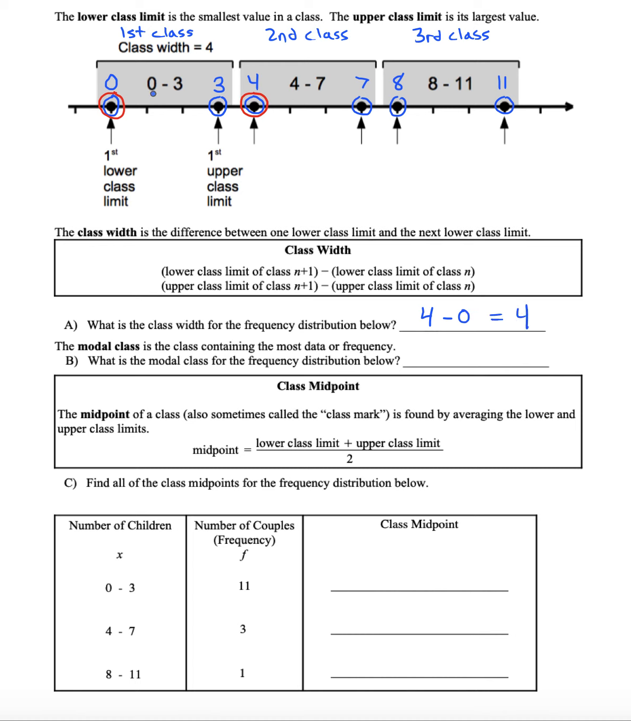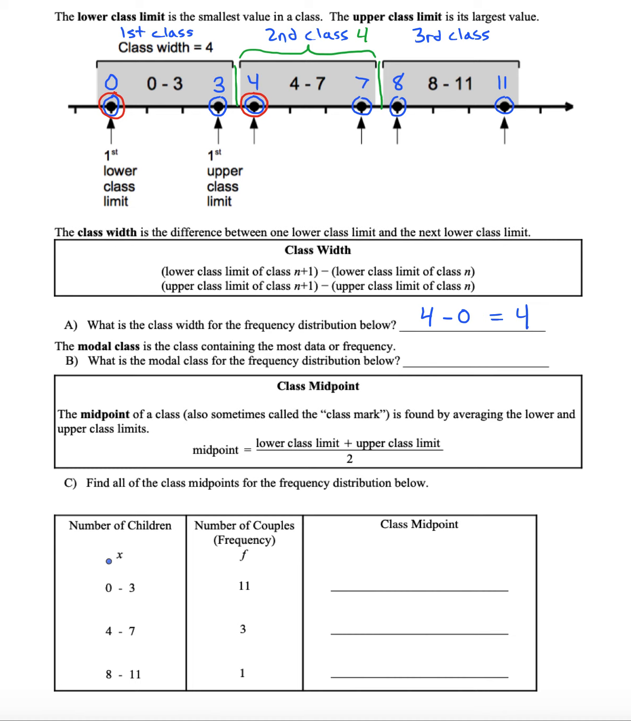Sometimes people mistakenly believe that the class width is the difference between a lower class limit and an upper class limit in the same class. So 3 minus 0 actually wouldn't be enough. This is because our boundaries are halfway between the lower and upper class limits. So the actual width of our bars here is going to be 4. That's what we're trying to find.